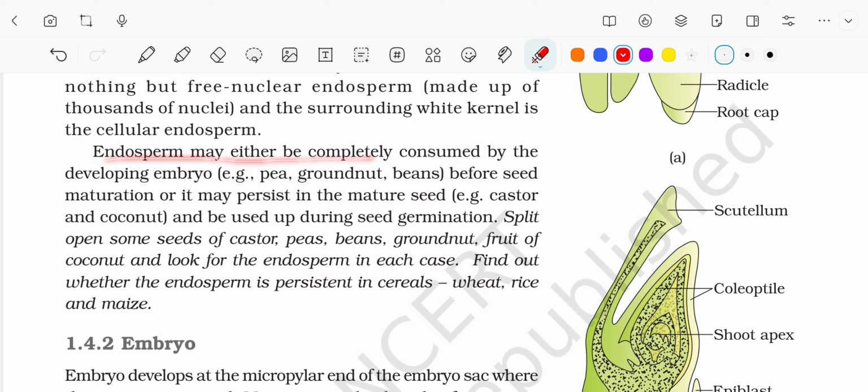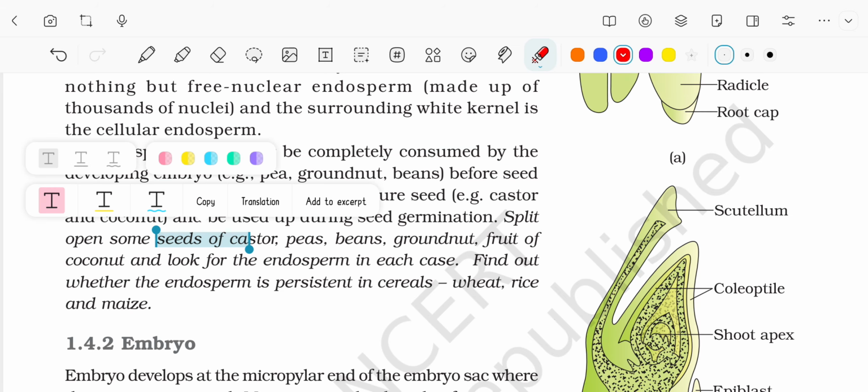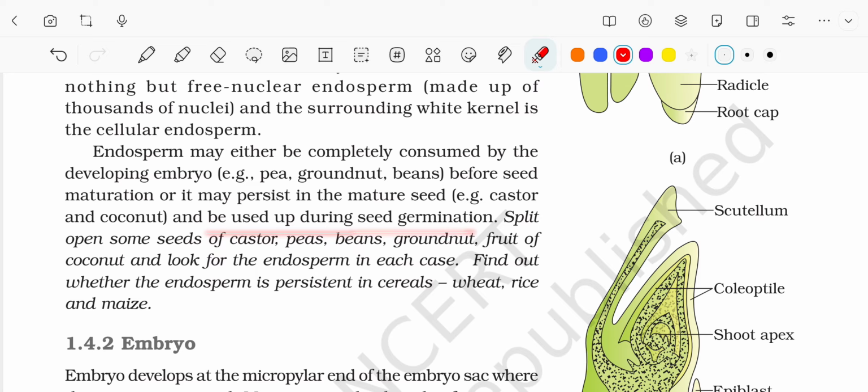Endosperm may either be completely consumed by the developing embryo before seed maturation, for example pea, groundnut, beans, or it may persist in the mature seed, for example castor and coconut, and be used up during seed germination. Split open some seeds of castor, pea, bean, groundnut, and fruit of coconut, and look for the endosperm in each case. Find out whether the endosperm is persistent in cereals such as wheat, rice, and maize.